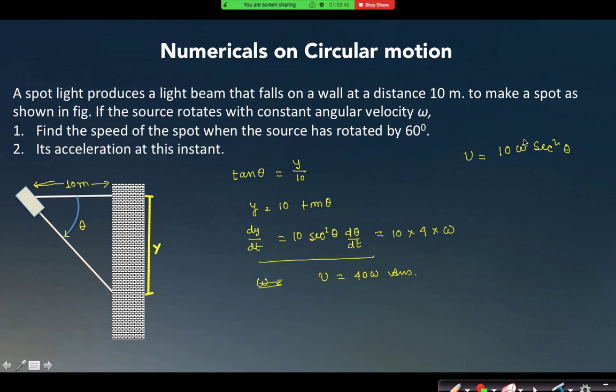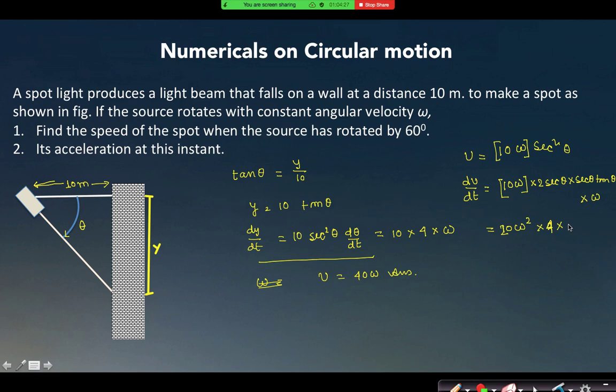Omega is a constant, as given, so it is a constant angular velocity. So 10 omega is a constant actually. So what is dv by dt? 10 omega is a constant. So what is the differentiation of sec square theta? It is again 2 sec theta into sec theta tan theta, into d theta by dt, that is again omega. So your answer should be 20 omega square into sec square theta, which is 4 into tan theta, right?